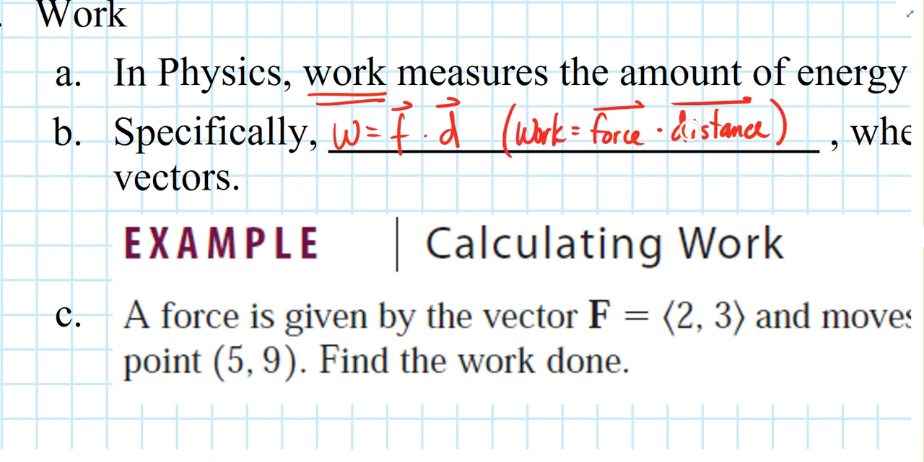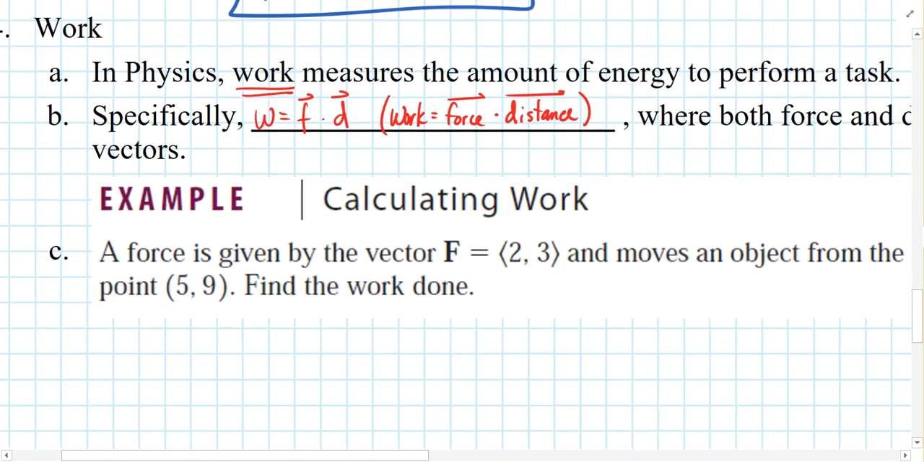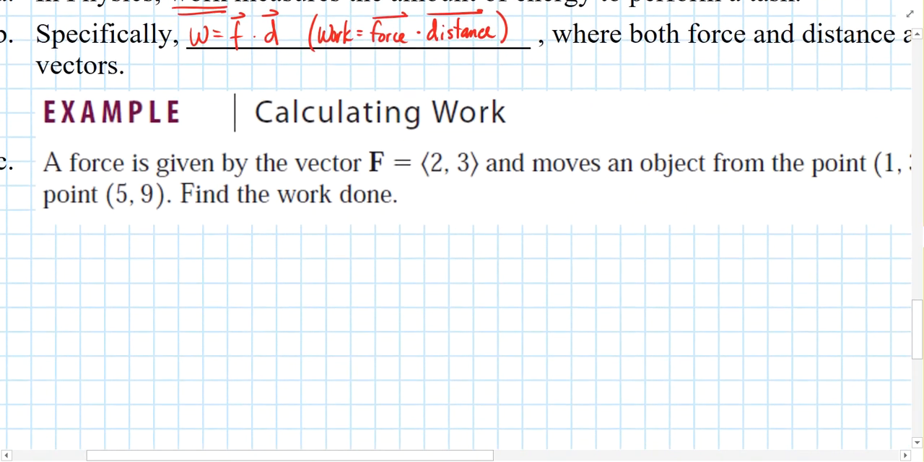And if it helps to see it in words, here we go. But work by itself is not a vector, it's a numerical value. And it's technically a measured value, so it does have a unit associated with it. So let's take a look at this particular example.